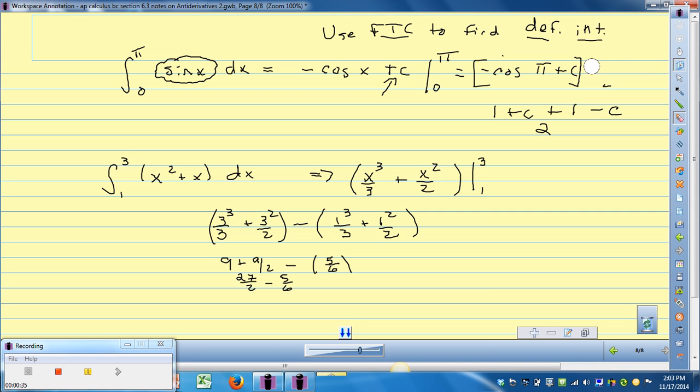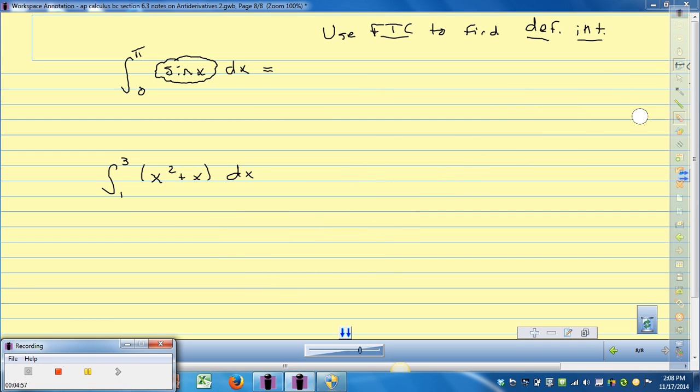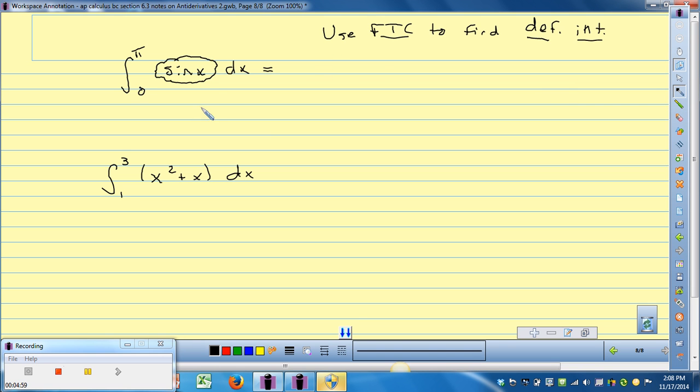So, let me get rid of this, and we'll put it back up there. Okay, so let's say we were asked to find the definite integral from 0 to pi of sine x dx. And you're asked to use fundamental theorem of calculus to find the definite integral. All right, so the first thing we need to do is take the antiderivative of sine x. So we ask ourselves, what did we begin with to get sine x as our derivative? And what we began with is negative cosine x. And we should recall that it wouldn't just be negative cosine x, it would be negative cosine x plus c.